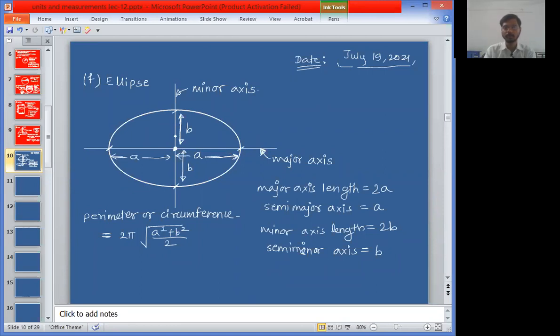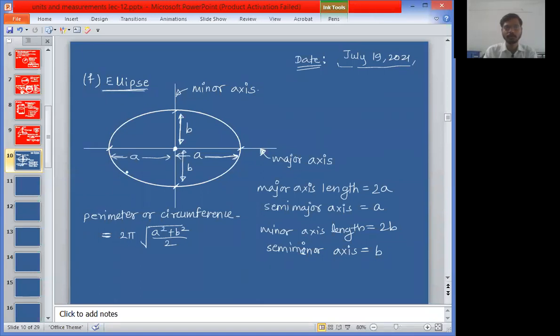What is B? Sorry, my mistake. 2 pi r. Manas is saying 2 pi r. Manas, 2 pi r is the circumference of a circle. This is not a circular shape. This is an egg shape. Egg shape is called an ellipse.